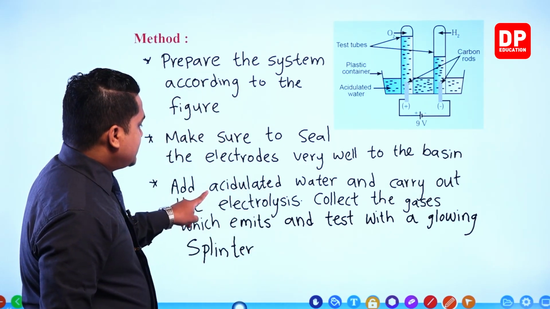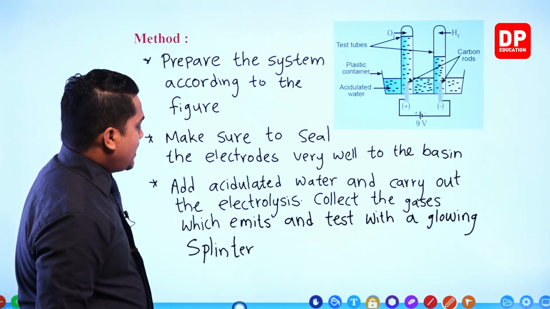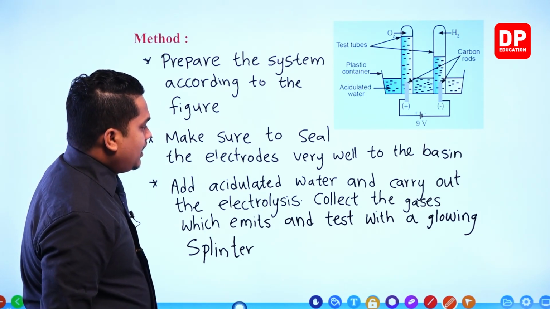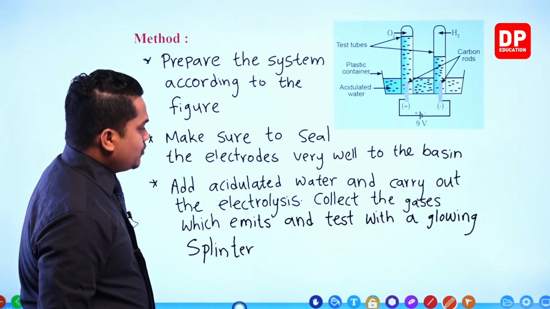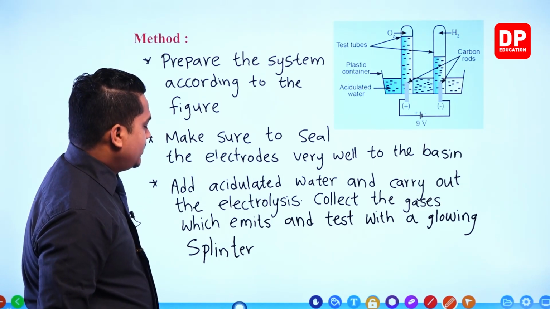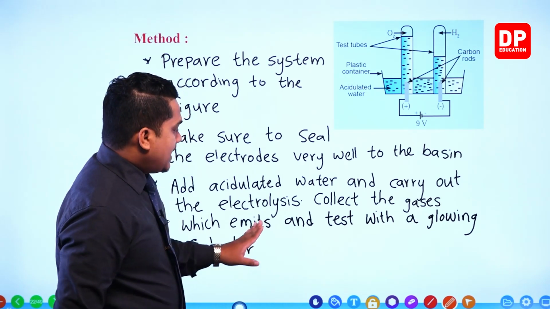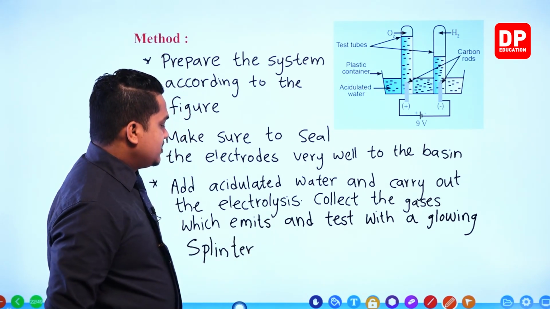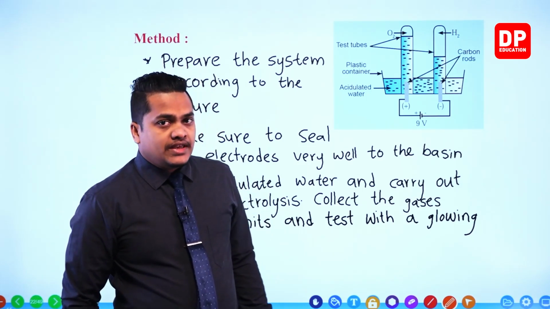So add acidulated water and carry out the electrolysis. Collect the gases which emit and test with a glowing splinter. Right? So we have to collect the two gases which are going to be emitted, and we need to test with a glowing splinter. Okay, so this is how to carry out the experiment.